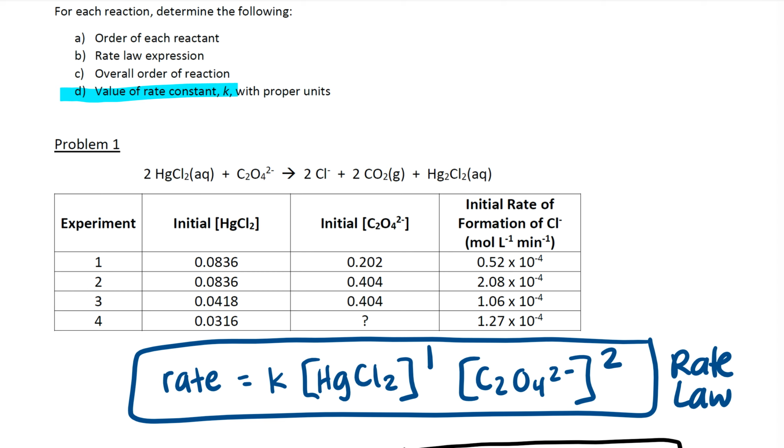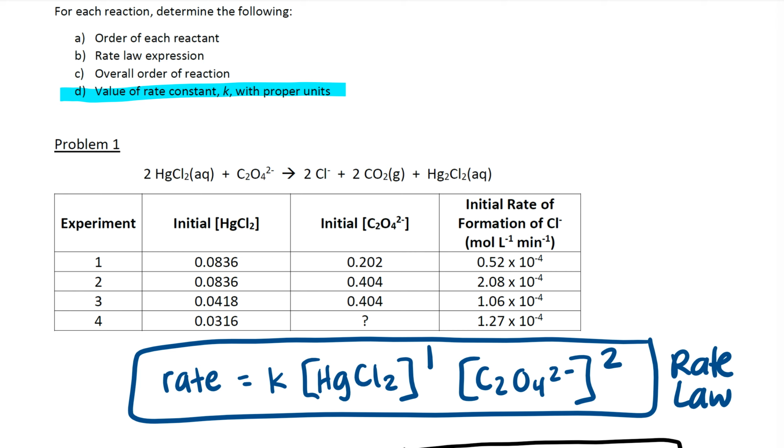Now for part D, determine the value of the rate constant, little k, with proper units. And so since I have the rate law and I have experimental data, I now am going to plug all of the information into the rate law. I just pick one experiment. Hypothetically, it doesn't matter which one I pick. We should get the same answer for k, no matter which experiment, because k is a constant. And so it should be the same answer in every single experiment that we do.